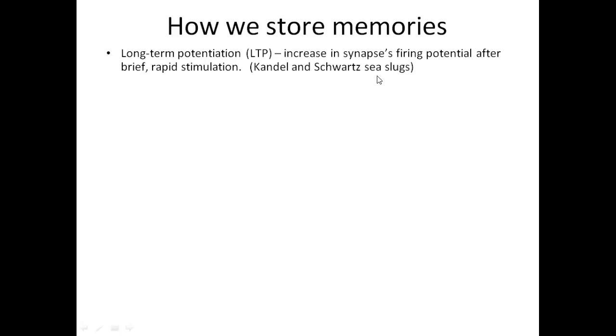And this was done by Kendall and Schwartz with the sea slugs. What they found is in your synapse, that's the end of your nerve in your brain, after that was stimulated, there was an increase in the ability for that neuron to fire and pass information. So this is important because it shows us that if we stimulate different neurons in the synapse of that neuron, it is more likely to fire, which means you are more likely to learn information. So how do we get that to be stimulated?